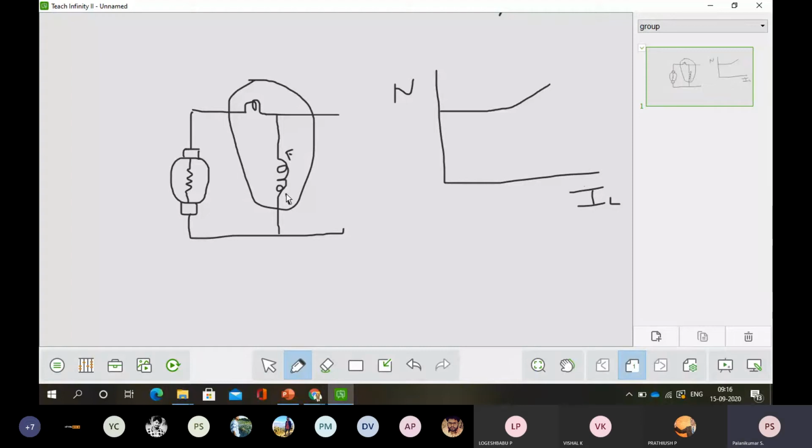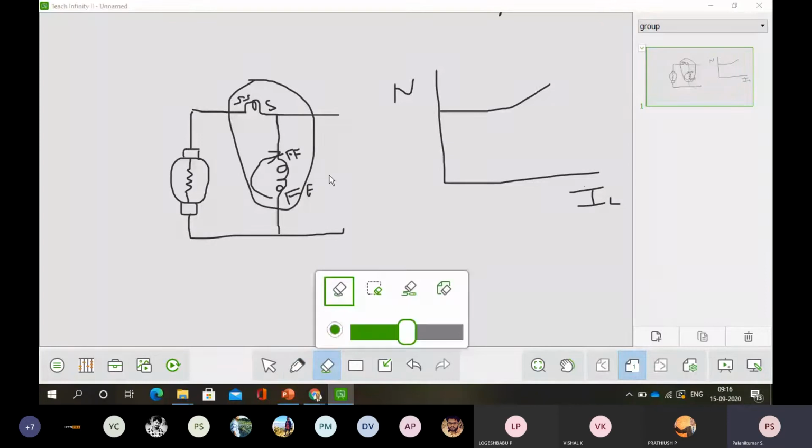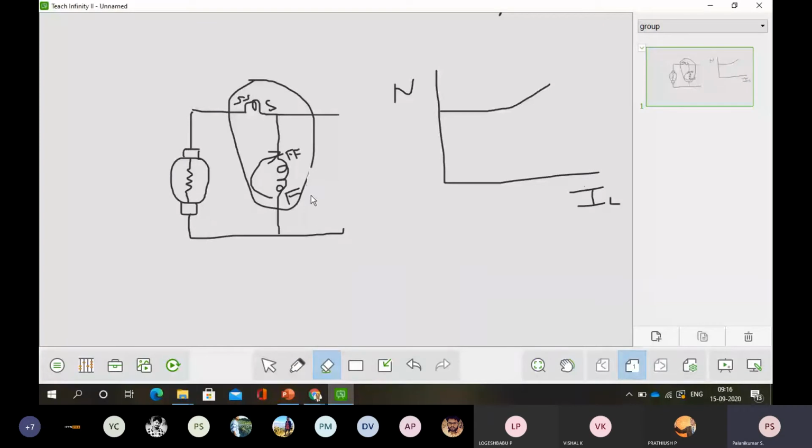In another form, suppose I reverse this field. I have F and FF, and S and SS. I'm keeping S and SS as they are, but interchanging the position of the parallel field, bringing FF here and F there. Just reversing this field automatically makes it cumulatively compounded.